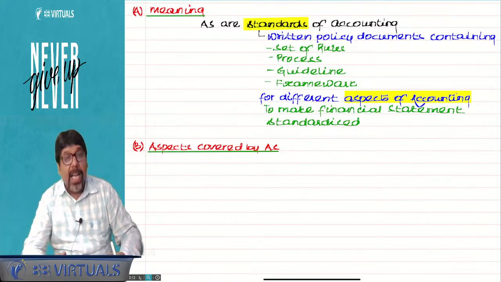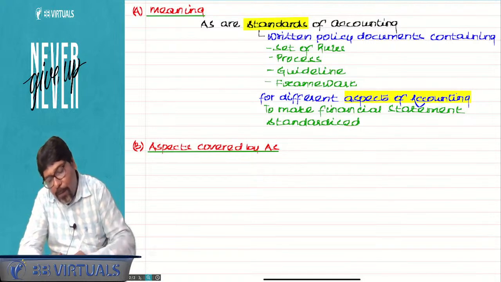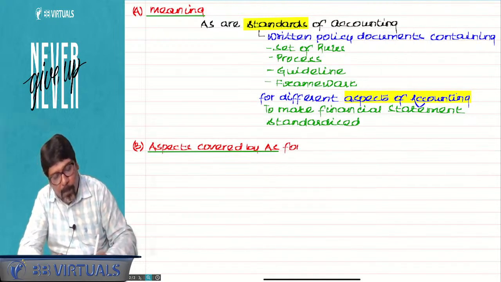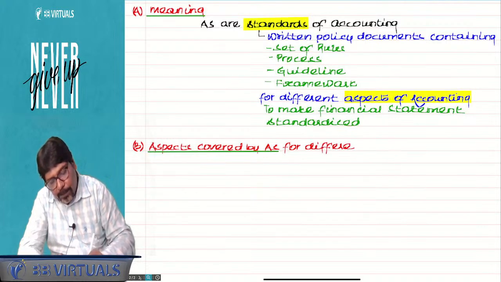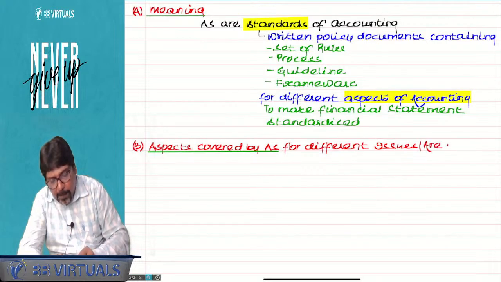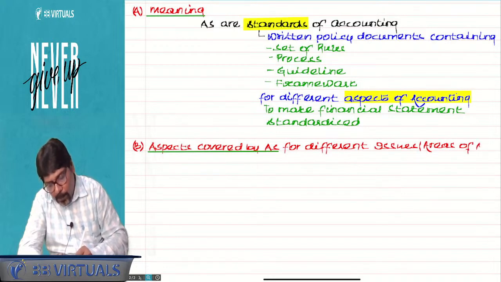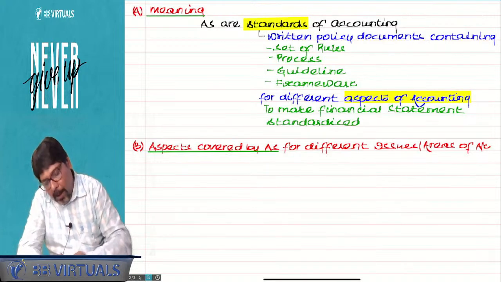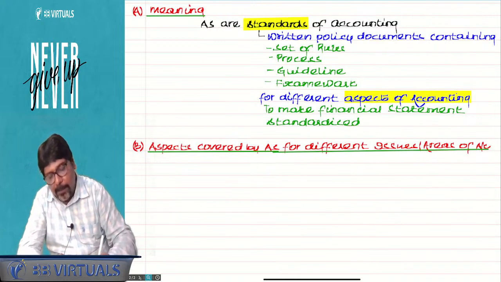Aspects covered by accounting standards for different issues or areas of accounting. Am I clear? If you want, you can write about issues and areas.